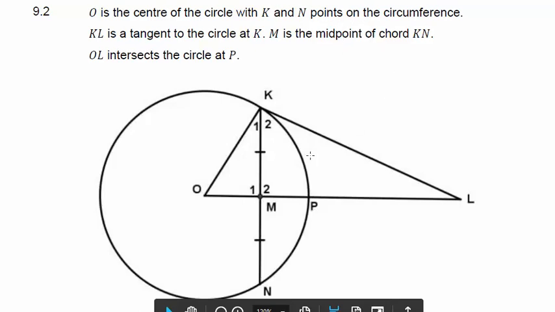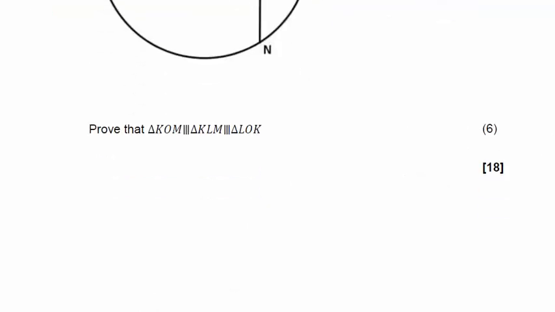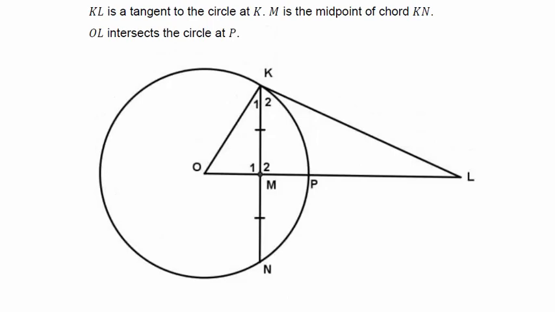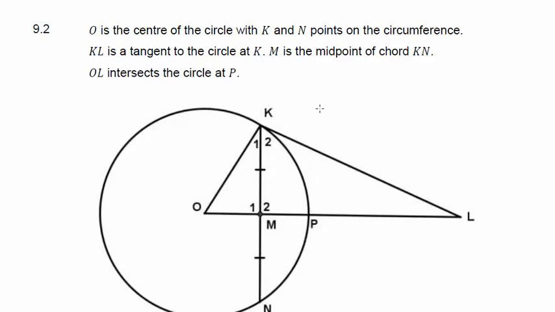O is the center of the circle with K and N points on the circumference. KL is a tangent to the circle. M is a midpoint. Let me just see what the question is. Similarity, yeah. It's still grade 12 stuff, but you use all your grade 11 theorems. Okay, M is the midpoint of the chord KN and OL intersects at P. Okay, so everything that they're saying here is indicated on the graph.